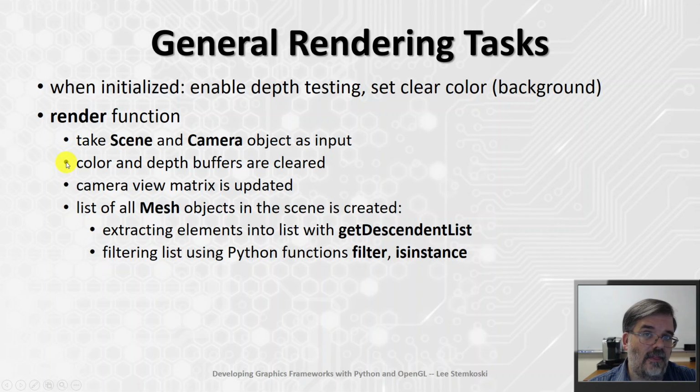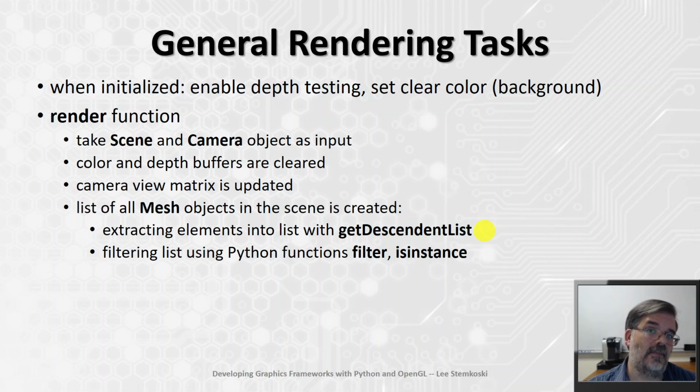We'll need to clear the color and depth buffers, update the view matrix of the camera. In a previous video, we talked about that's the inverse of the camera's model matrix. And then generate a list of all the mesh objects in this scene. Now, it's a little bit tricky because the scene stores all the different objects in a tree structure for good reasons we talked about in a previous video. But for simplicity in iterating over this set, it'll be helpful to convert it to a list. And we can do that with a function we wrote previously called getDescendantList.